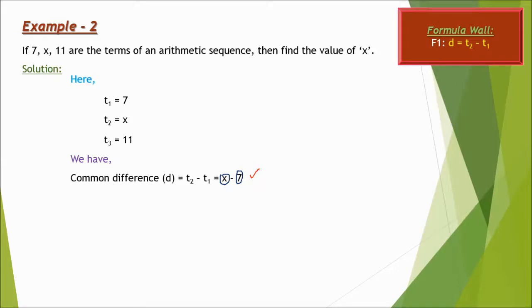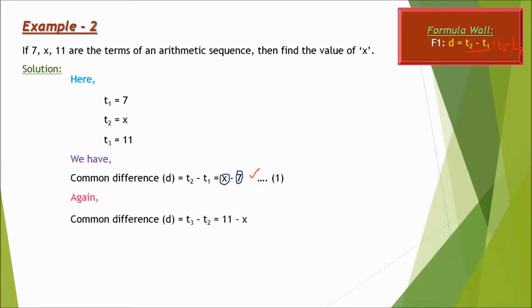Now as we know, the formula doesn't limit here. It is not exactly this. It also has the t3 minus t2 part, isn't it? T3 minus t2 also is our formula. So we can apply this also, t3 minus t2. That's equation 1. Again, the common difference, d is equal to t3 minus t2.